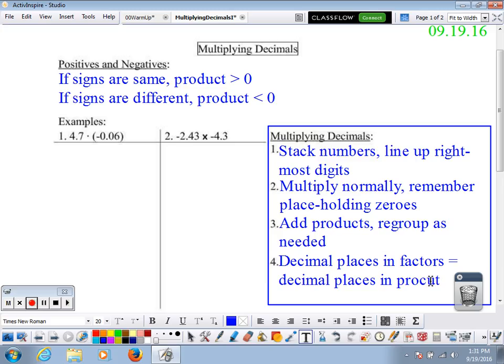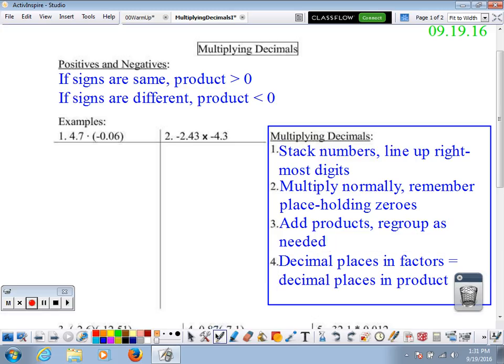The product, what's a product? Much better. Thanks, Cammie. All right.